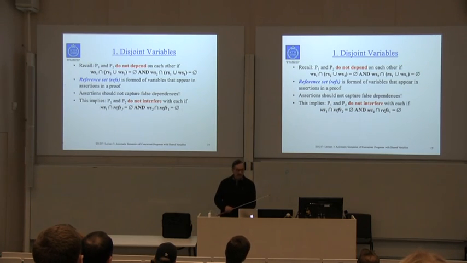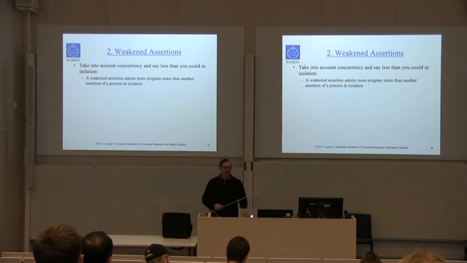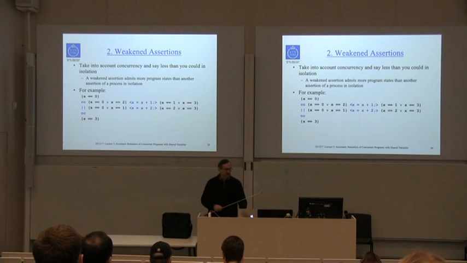Disjoint variables. But that's not always the case, because threads should interact through shared variables. And as soon as they start interacting, then you need to synchronize. That's the story. Weakening assertions, this is more related to proof.